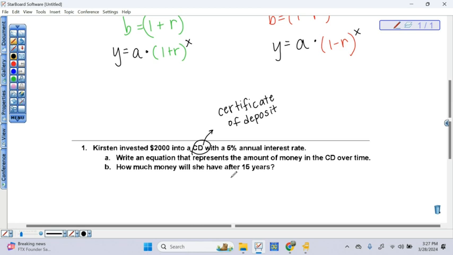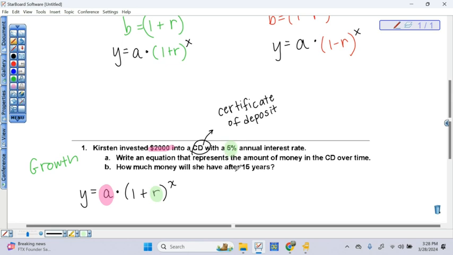Okay, let's get back to our CD. So she's putting the money into this CD. Does she want the money to grow or does she want it to decay? Grow, right? This is growth. So I'm going to use my growth equation: y equals a times (1 plus r) to the x, where again, a is my starting amount. So how much did she start with? 2,000. And what would be my growth rate? What is that? Good, 0.05.